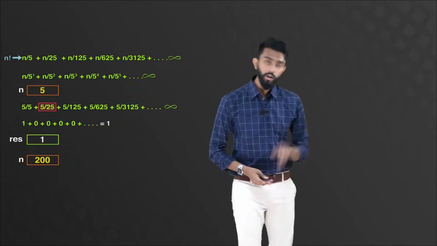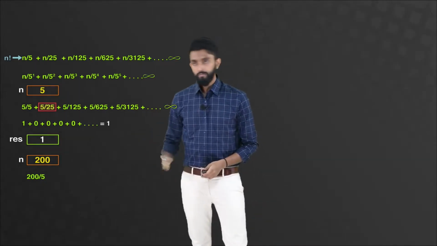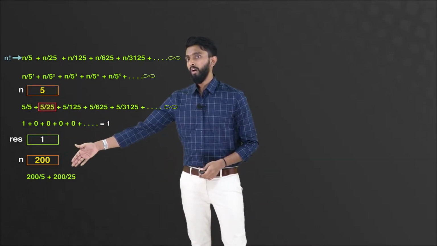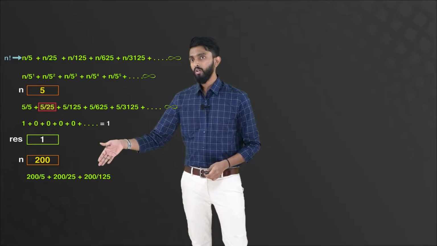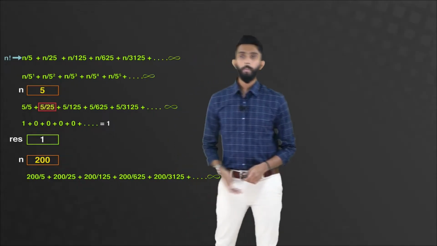Let us take another input, shall we? For example, let us take another n value. This time the n value which I am going to be using is probably a larger n value, and this time I am using 200. Will it work? 100% it will work on this series. Let's apply it. 200 divided by 5 plus 200 divided by 25 plus 200 divided by 125 plus 200 divided by 625, like that it keeps going on.